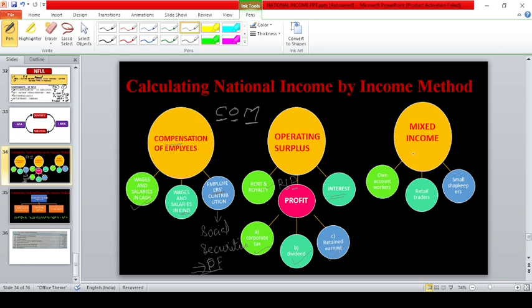Now let us see what is mixed income. Mixed income is of all own account workers, for example barber, farmer, they all are own account workers. Retail traders, shopkeepers, they all make what? Mixed income of the country. So this is all about COM, that is compensation of employees, operating surplus and mixed income.